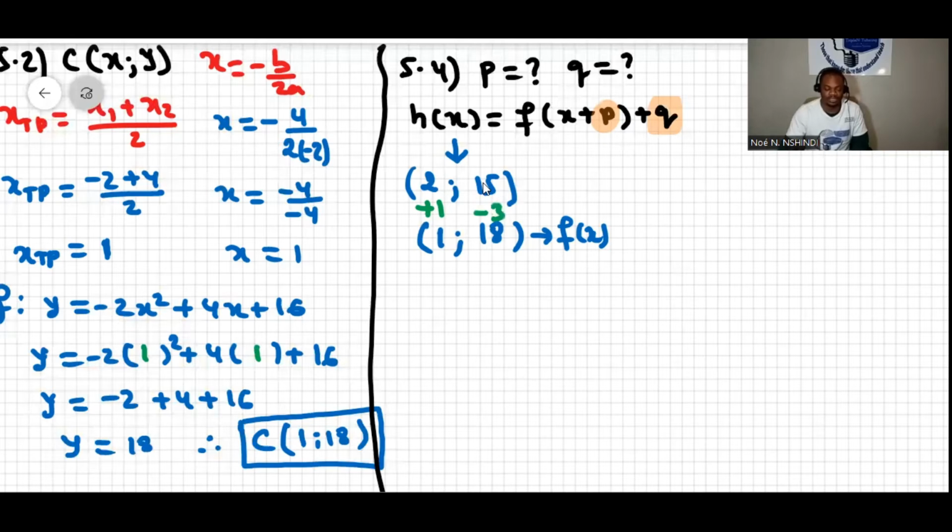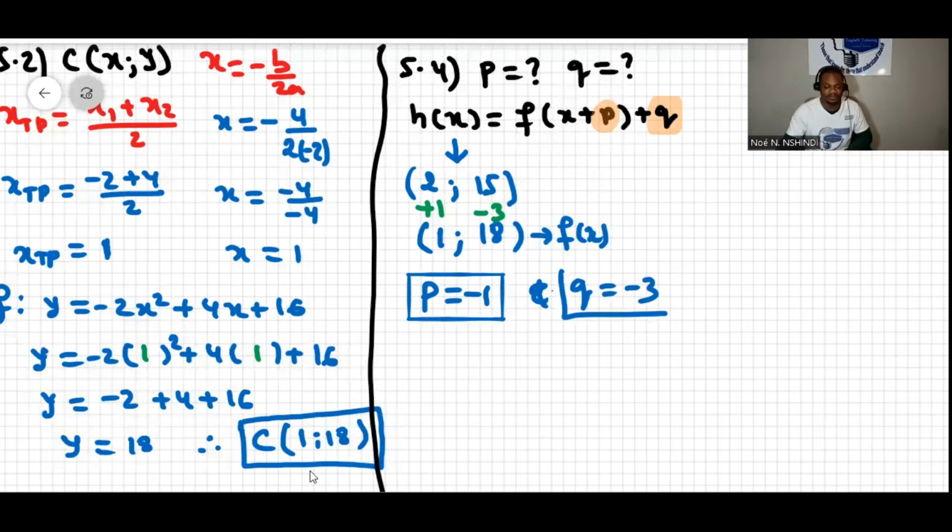So if I need to write this, from 1 to 2, it means that it is shifted 1 unit to the right. 1 unit to the right means that p equal to -1. So p equal to -1, not +1, because +1 is shift to the left. And then q will be 3 units downwards, so q will be equal to -3. So those are the values of p and q. Correct. And now the following question is question 5.5.